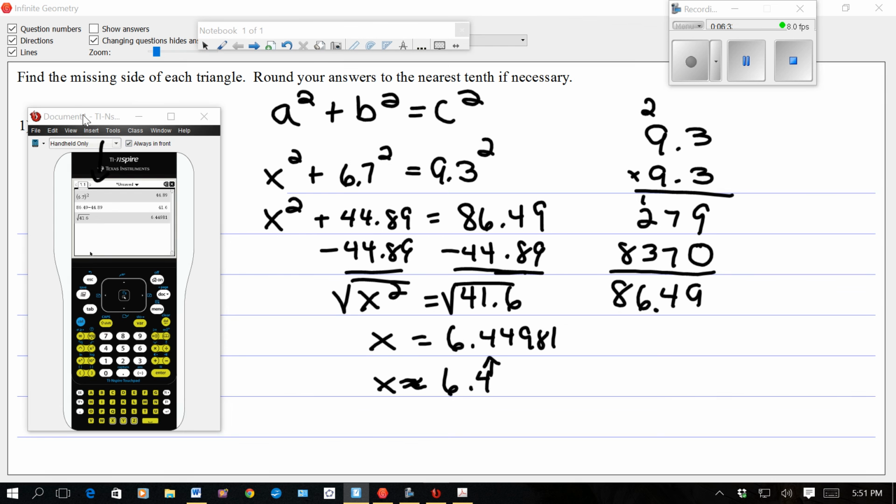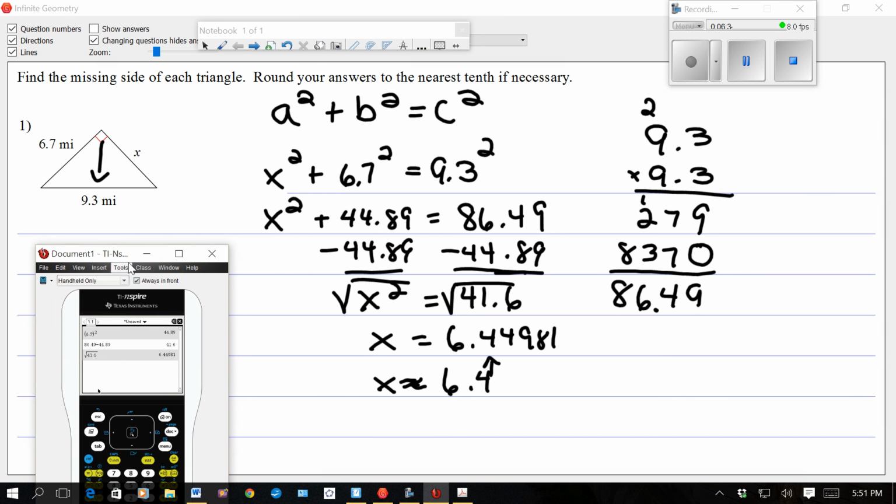And if they gave us units, we should write the units down. They did, so we should write the units down. So x is approximately equal to 6.4. MI stands for miles. You're right. And that's how you do decimals if you're finding the missing leg.